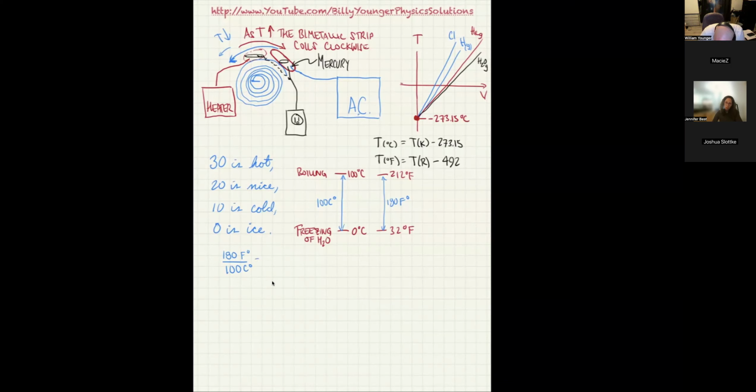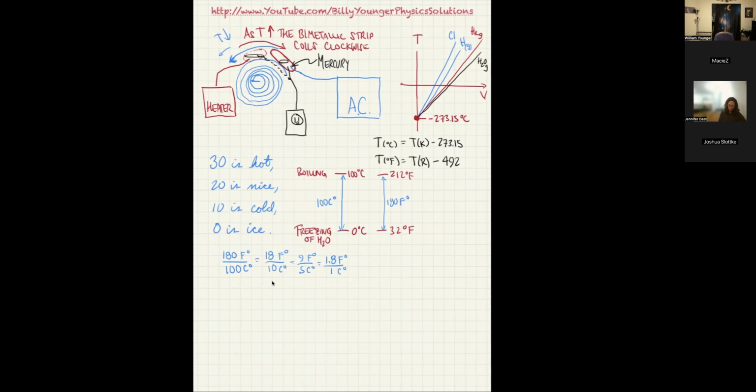Now, when we do this, we can actually make some simplifications. So you can get, for instance, 18 Fahrenheit degrees over 10 Celsius degrees. You could also write this as 9 Fahrenheit degrees over 5 Celsius degrees, or you could even write it as 1.8 Fahrenheit degrees for every 1 Celsius degree.